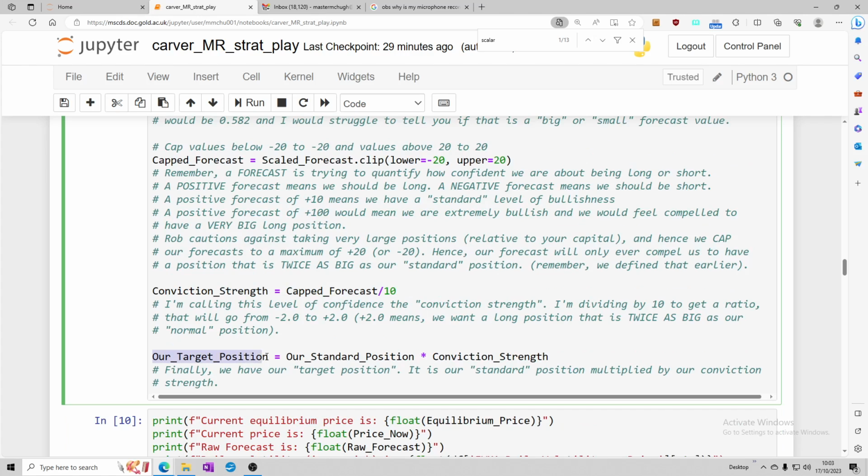And our target position is our standard position multiplied by our conviction strength. That's the 0.7 multiplied by the conviction strength of, well, it could be as high as 2.